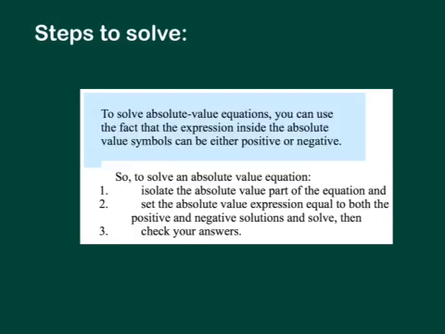In other words, if there's a number added or multiplied to the absolute value part, you need to go ahead and get rid of that first. The next thing you'll do is set the absolute value expression equal to both the positive and negative solution, and then you'll solve. The final thing you'll do is check your answers by plugging in your solutions into the original equation.